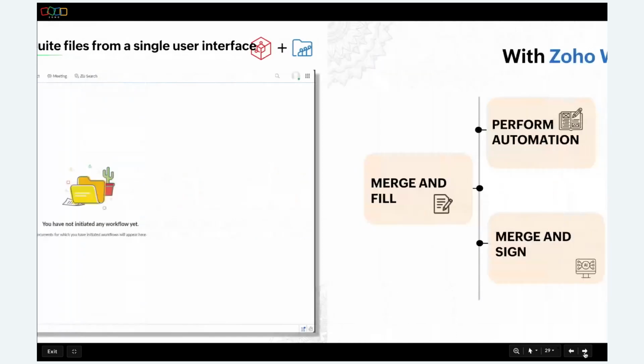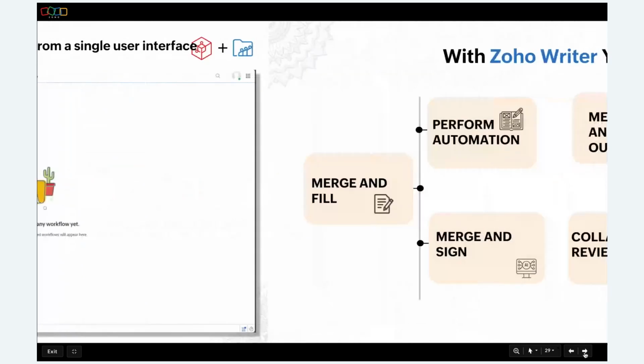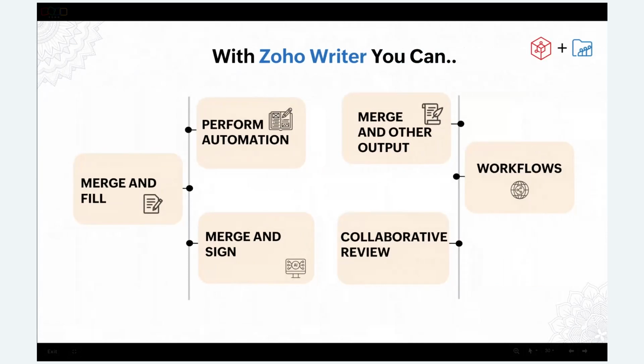Exactly, Priyanka. In this segment, we'll explore the document automation tools available in Zoho Writer. Besides merging documents, sending them for signatures, or creating fillable forms, Zoho Writer also supports workflows for document review and approval. This helps streamline your document management process, ensuring every document is reviewed and approved efficiently. That sounds great. Could you elaborate on what document merging involves?